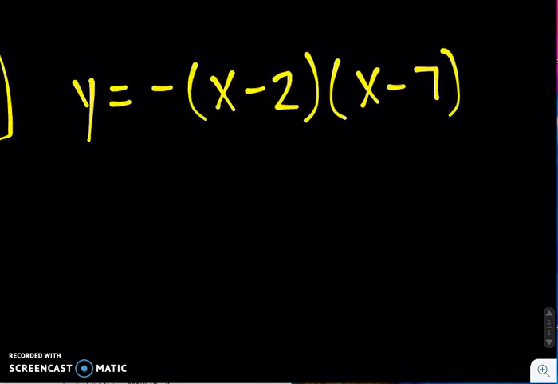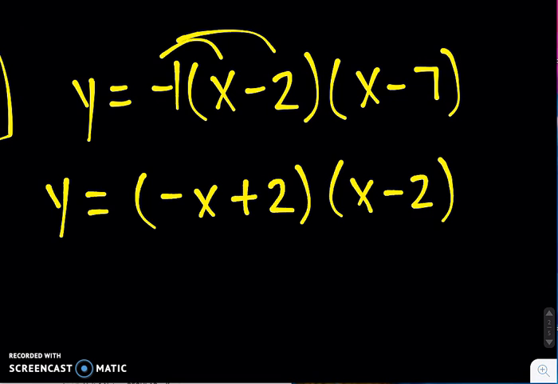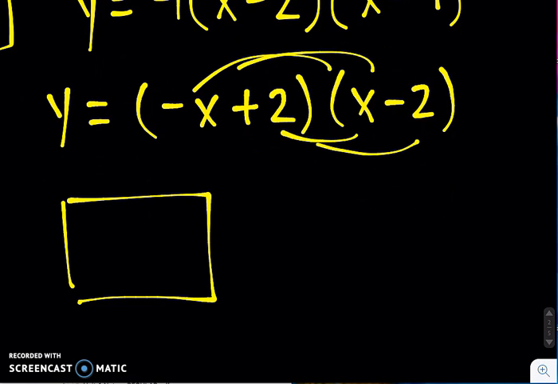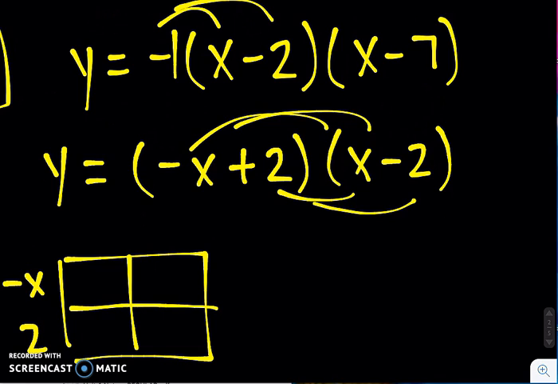what we're going to do, I'm going to distribute this negative, and it's really a negative 1, inside to those parentheses. So this becomes y equals negative x plus 2 times x minus 7. And now that it's just two binomials, you guys can either FOIL or make a generic rectangle and multiply those two binomials together. So negative x plus or positive 2, and this is a 7, and then x minus 7.